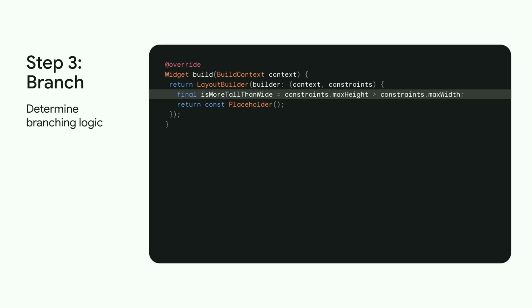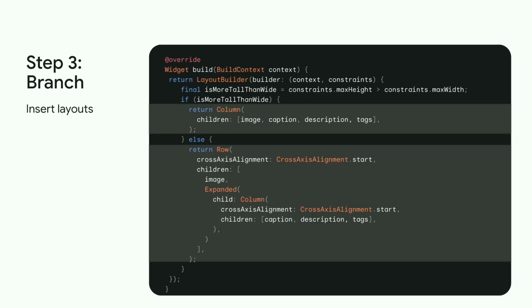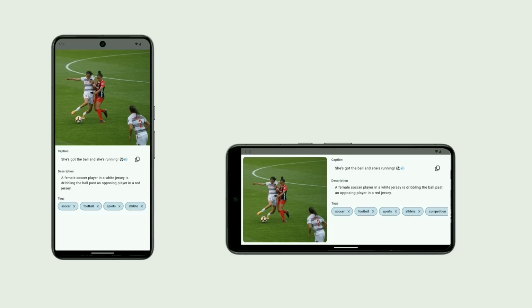First, we'll create our branching logic. LayoutBuilder's constraints parameter has the data we're looking for, the max height and the max width our widget is allowed to take up. Let's add an is more tall than wide variable to store the answer to that question. Next, we'll branch on that value. And then add in our layouts. Now our details screen has a nice responsive layout, and since we use LayoutBuilder, we know we can take this widget and put it anywhere in our app and size it however we want, and it will still look great.